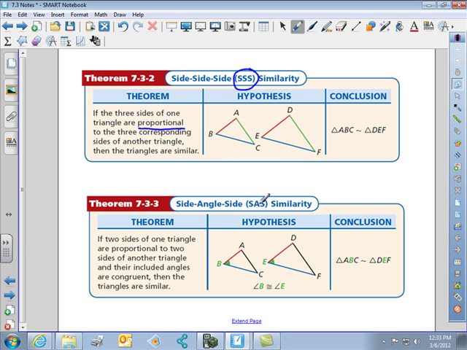Down here is the side, angle, side. So again, when we talk about the sides there, we'd say that the two sides are proportional to each other. And then the angle that's included between those, so here are your sides and then the angle in between them, if those are congruent, then that would be the side, angle, side similarity. Again, if you need to, pause this so you can get caught up with your notes.